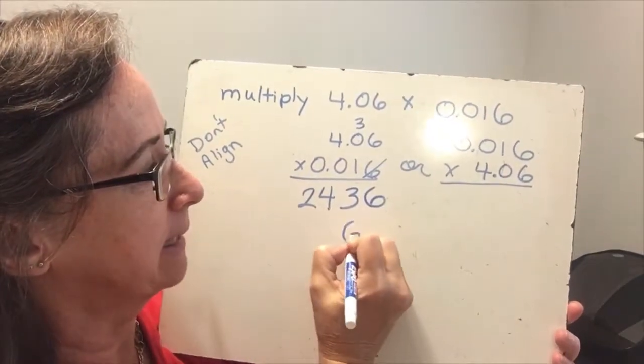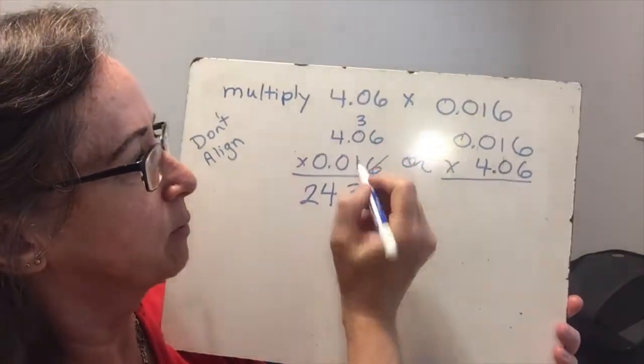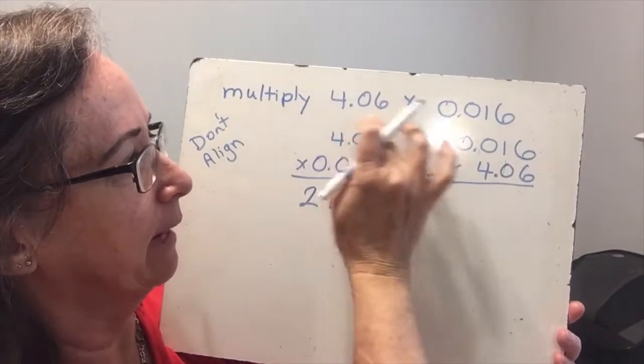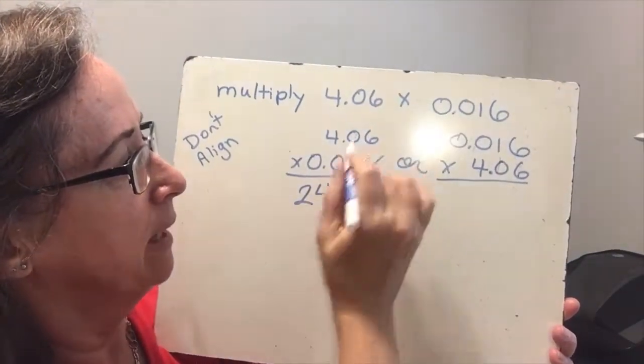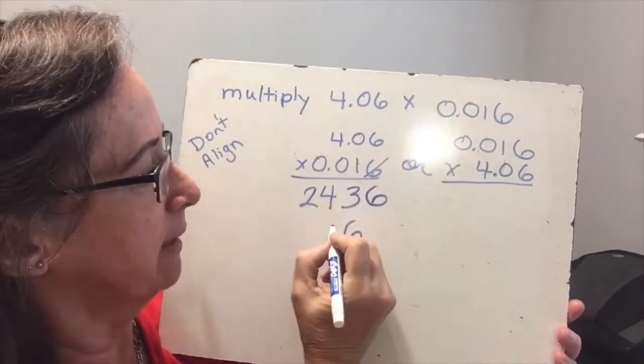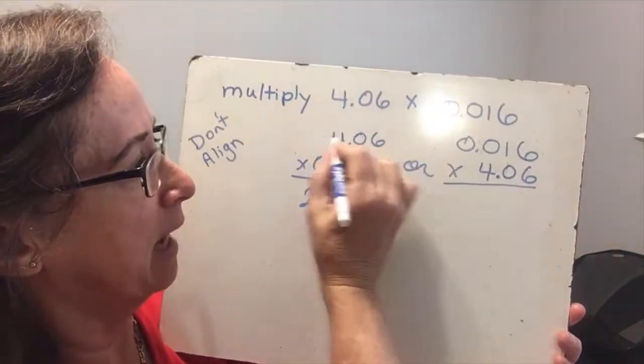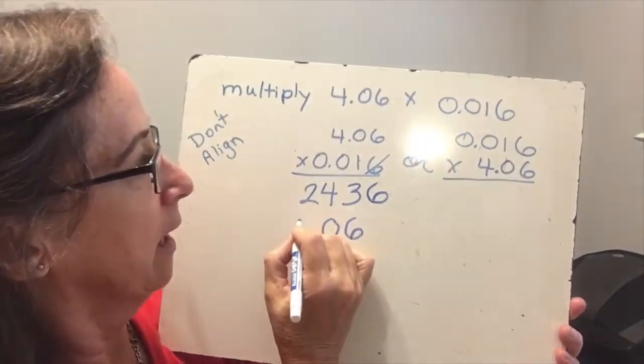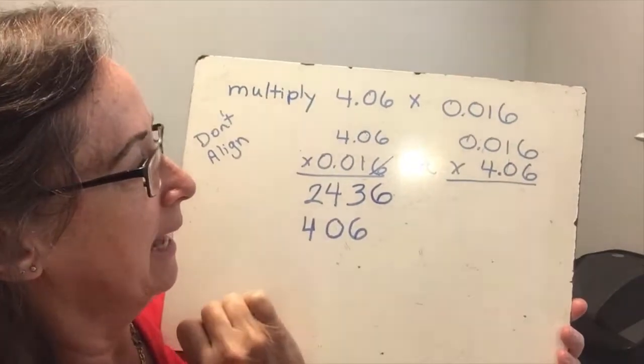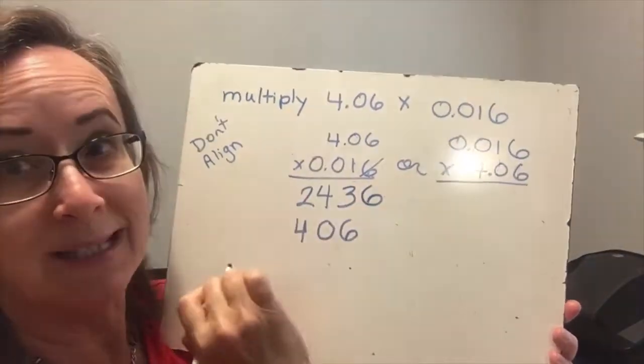So we have a 6. And then we have 0 times 1 is 0. And that carry is gone there. That was the first time. So 6 times 1 is 6. 0 times 1 is 0. And aren't we just going to copy this down because that's a 1? Okay, so we got 406. And then we've got 2 zeros.